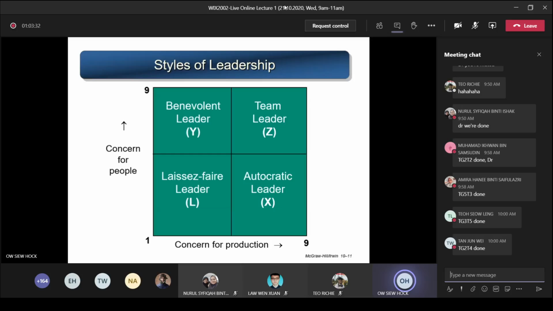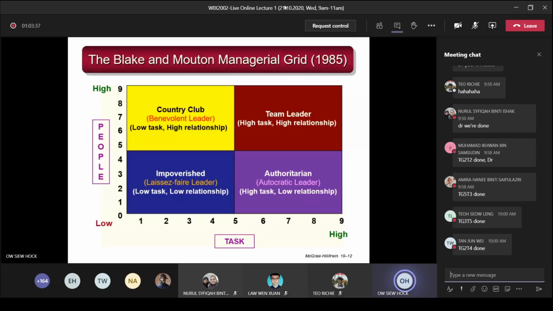So you score 1 to 9 for concern for people and concern for production. You check which point you fall into in this quadrant here. If you are the benevolent type of leadership, that means you are low task and high relationship, very concerned about people. If you are team leader, you are high task, high relationship, you are very balanced. You get tasks done, you also have good relationship with your staff. The laissez-faire is low task, low relationship. Another term is called impoverished. For the benevolent leadership, another term is called country club.